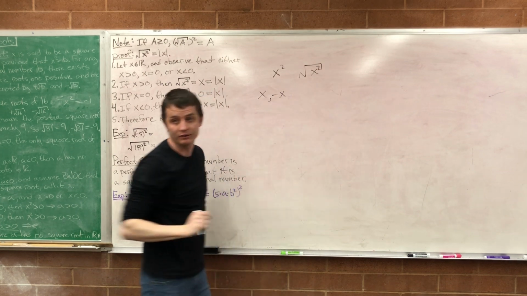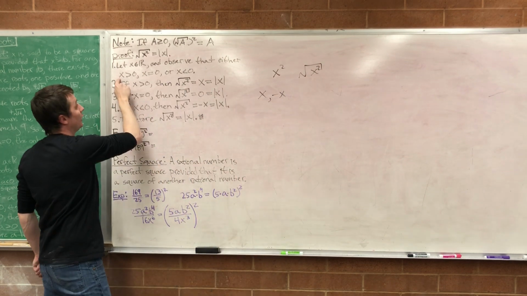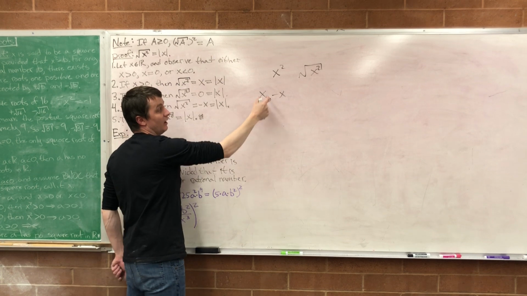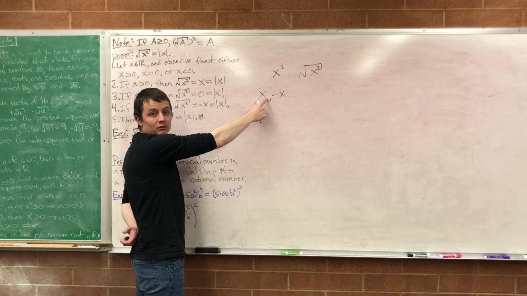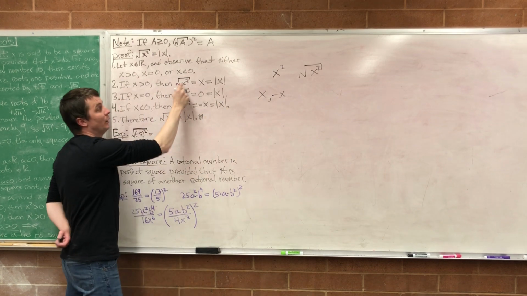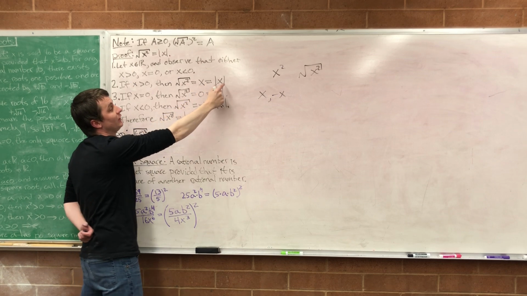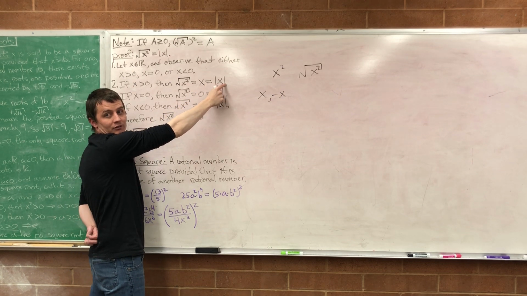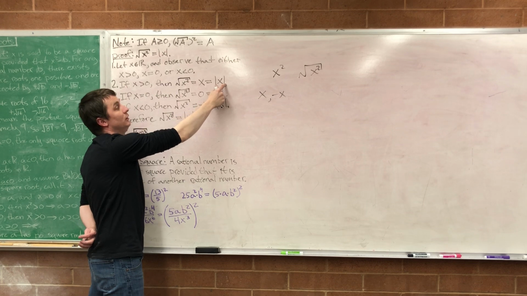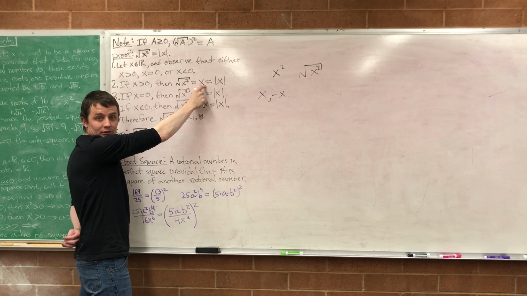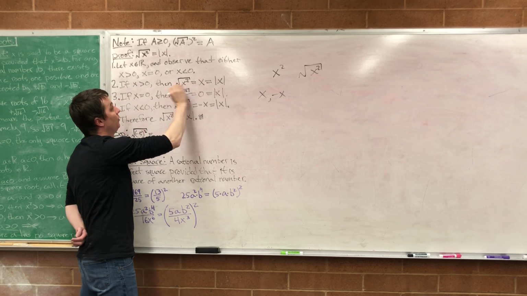So the square root of x squared spits out its positive root. If x is greater than 0, in other words, if x is positive, this one's its positive root. So the square root of x squared is just x. You with me? And what's the absolute value of x if x is greater than 0? Just itself. It's just x. So those are the same.